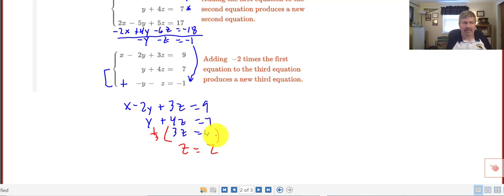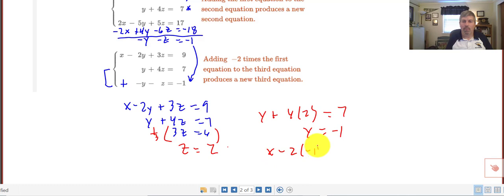You'll see this is, I think, the same example we had in the first one. So if z equals 2, I solve for y by using back substitution like I did in the earlier example. So y plus 4 times 2 equals 7. So I get y equals negative 1. And then, same as I just did a few minutes ago, x minus 2y plus 3z equals 9, and I get x equals 1. And I have my ordered triple of 1, negative 1, and 2. So we've solved that system.